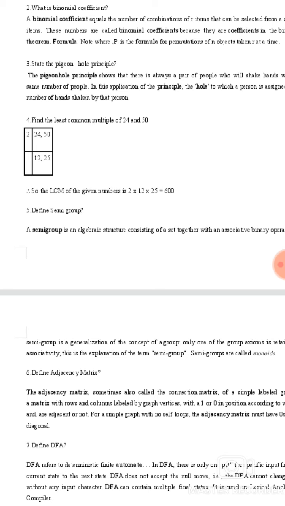Find the least common multiple of 24 and 50. 24 and 50 divided by 2. The answer is 12, 25. So the least common multiple of the given numbers is 2 into 12 into 25 equals 600.